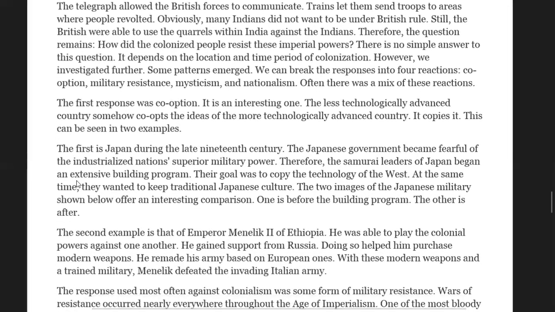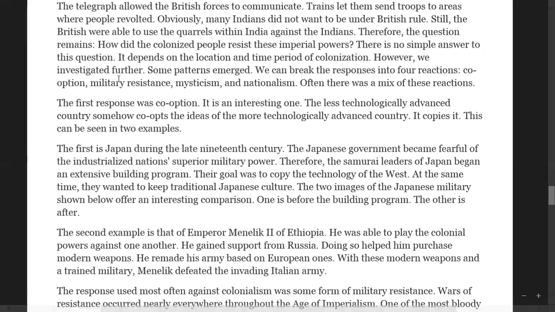In this paragraph, though, right here, I want to really call out, this is where they break up four key methods that local people use to resist the colonizers. And this is the central piece you want to get your head around for the answer to question 2.